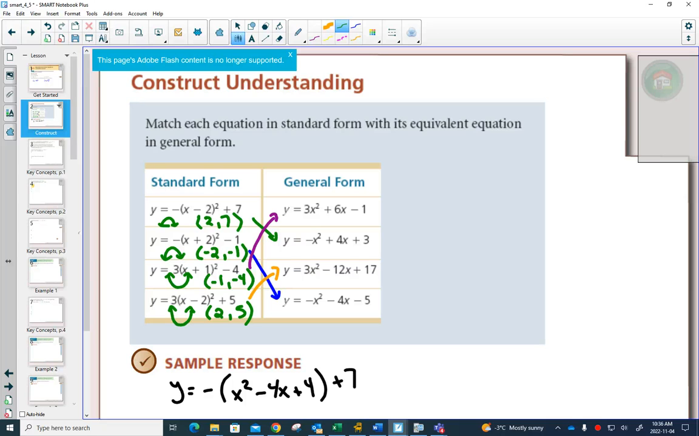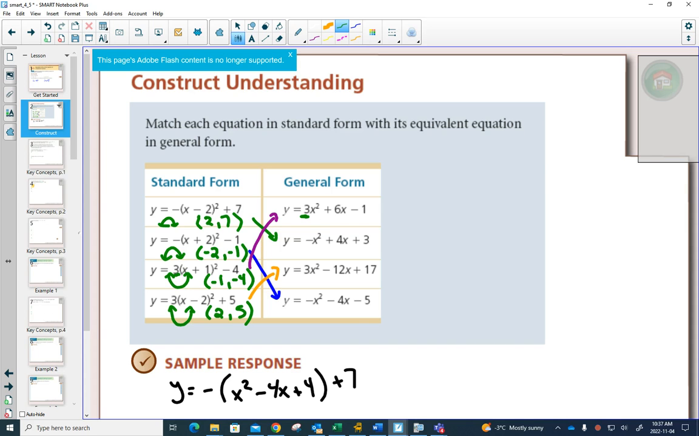In the general form, can you tell that the vertex is not easy to see? There's nothing in the purple one that's like, oh, definitely -1, -4. You do not see the -1, -4. Can you see that you still see the up? And you still see the narrower because the A value stayed the same. But you don't get your vertex.